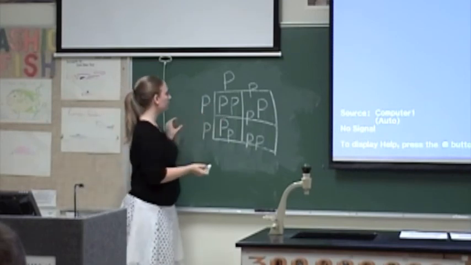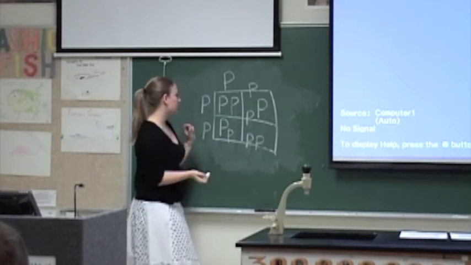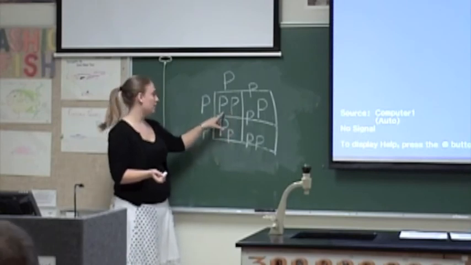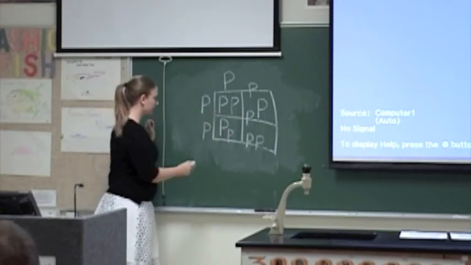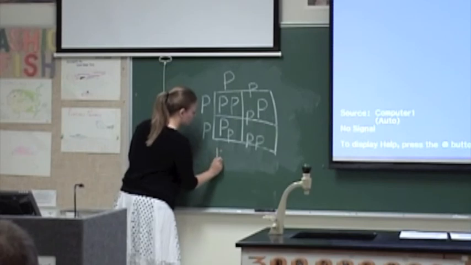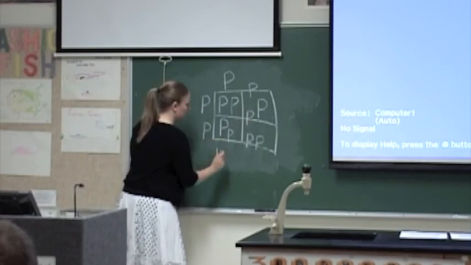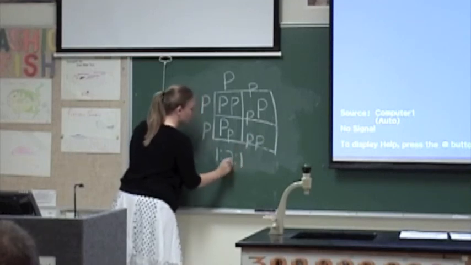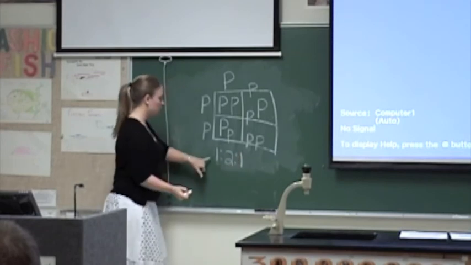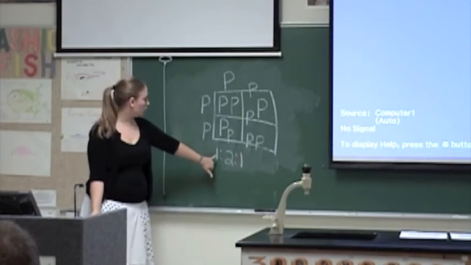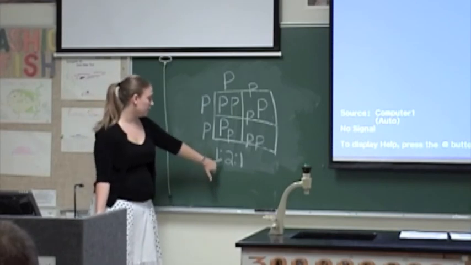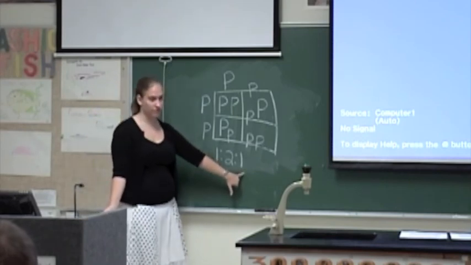So if you look, we're going to talk about the genotypes here. For every four offspring we have, one of them is a homozygous dominant. Two of them are heterozygous. And one is a homozygous recessive. So if you were going to write this as a ratio, our genotypic ratio is 1:2:1. You always start with your homozygous dominant over here, then your heterozygous, then your homozygous recessive.